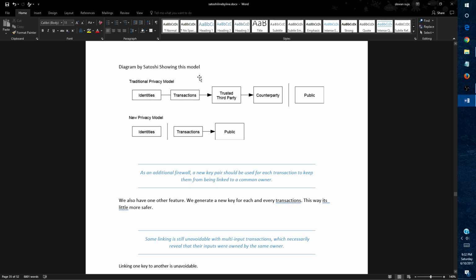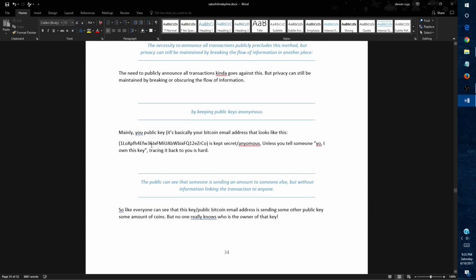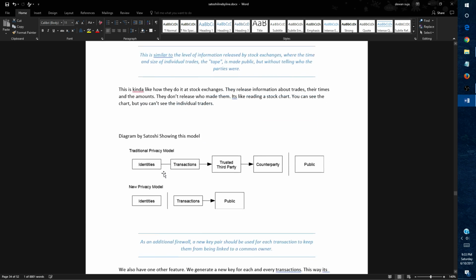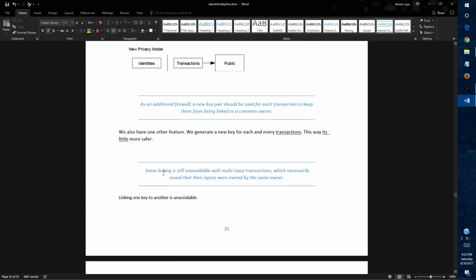So when you hear lots of people saying distributed identity, it's an interesting concept because in this whole model the identity link is broken, and then the transactions are all public. So the public knows the transactions. They just don't know who made them because, again, your whole thing here is a public key. And the public key looks like this. And there's no way for anybody to know that that's your public key. Okay, cool. An additional firewall, I love that he uses that term.